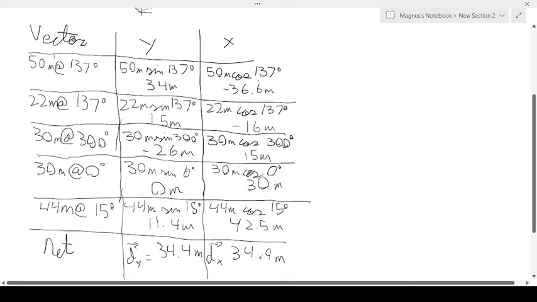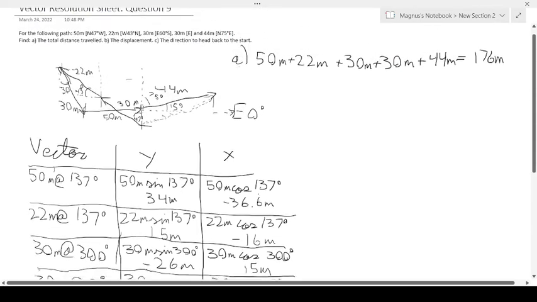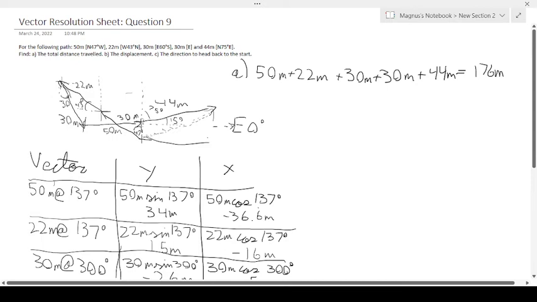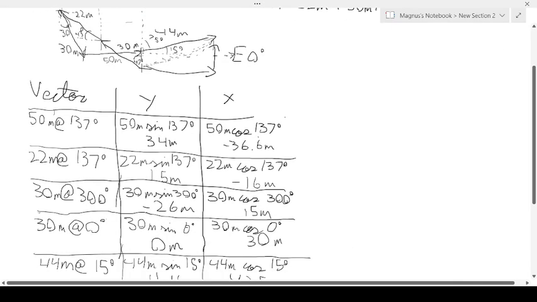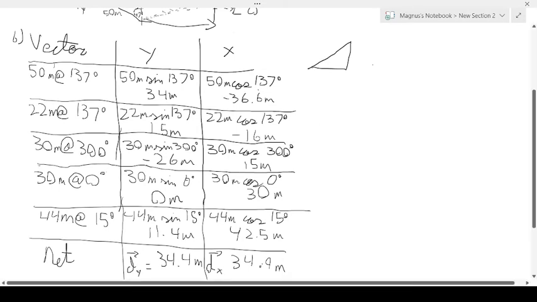This is our displacement in the y and displacement in the x, and if we go back up to the problem, we know it's going to be a triangle going this way and up. But we want to find the resultant. I'll put B because we're doing B here. So this is going to be our triangle. Our net y is 34.4 meters. Our net x was 34.9 meters. We can use the Pythagorean theorem to find our displacement at an angle theta, which we haven't found yet.